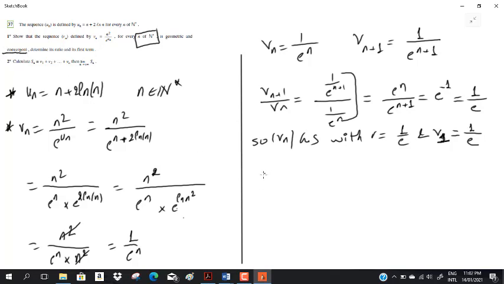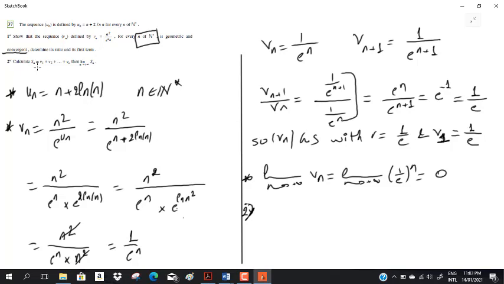We can calculate its limit. Limit as n tends to plus infinity of Vn equals limit as n tends to plus infinity. We can write it in two ways. We can keep it in this way, and we will obtain 1 over plus infinity, which is 0, or we can write it as 1 over e power n. Since 1 over e is less than 1, the answer is 0. This is part 1.